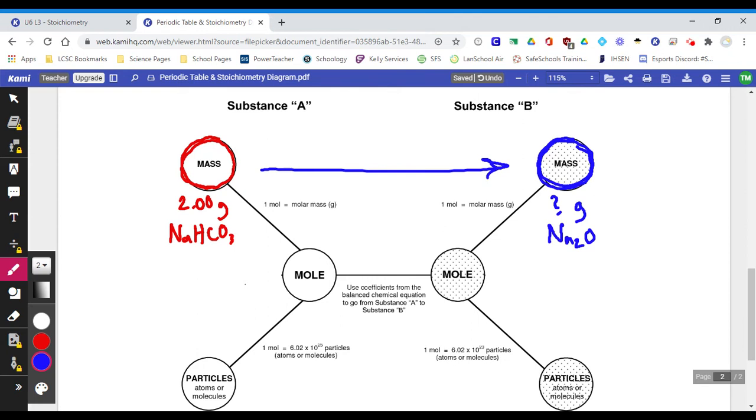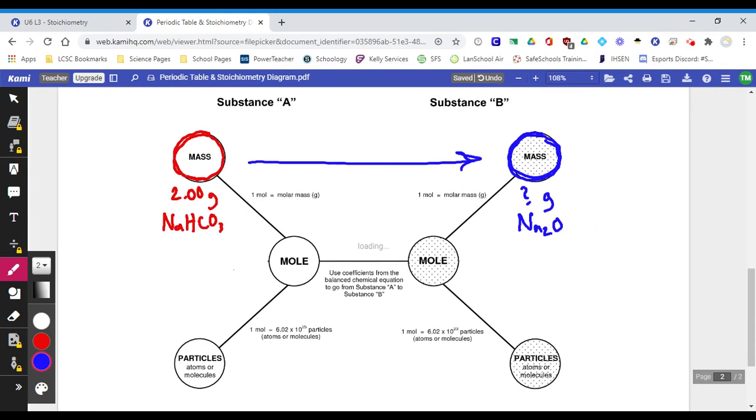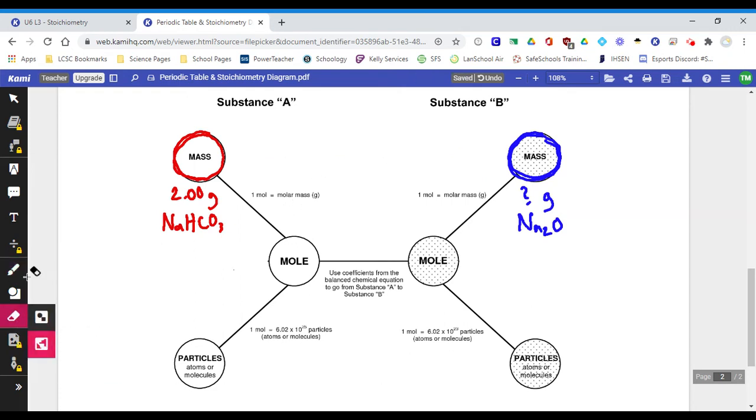Okay, but if I don't have that conversion factor to go magically from grams of one thing to grams of another, that's where we need to follow these islands. It's where we're going to go from bubble to bubble to bubble, and each one is a conversion. Okay, so I can't go straight from grams of one thing to grams of another, but I can go from grams of one thing to moles of that thing. And that's going to be our first step on our path to solving this problem. I'm going to change from grams of NaHCO3 into moles of NaHCO3.